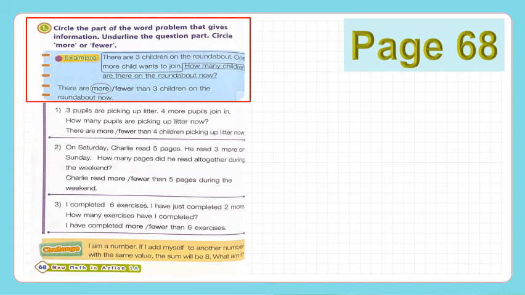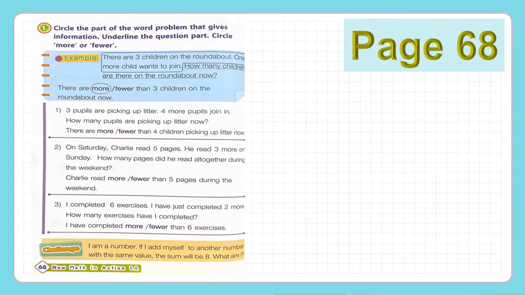We have here the sentence, 3 pupils are picking up litter. 4 more pupils join in. How many pupils are picking up litter now? So here I am going to circle the information that has a number, right? Remember, information has the number. So here, 3 pupils are picking up litter. 4 more pupils join in. That's 2 information given. Circle that.